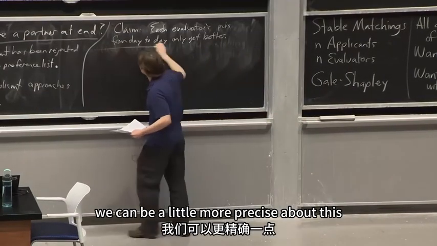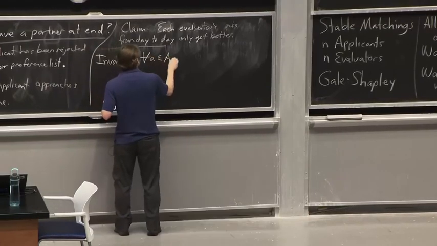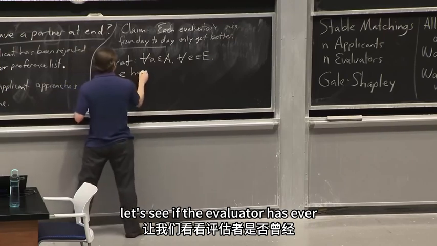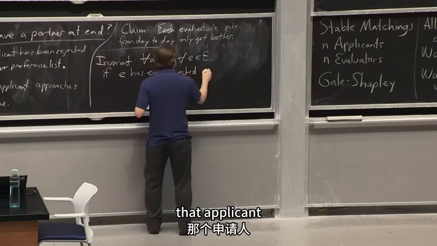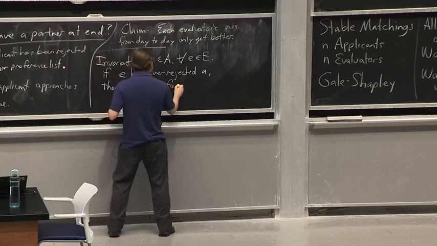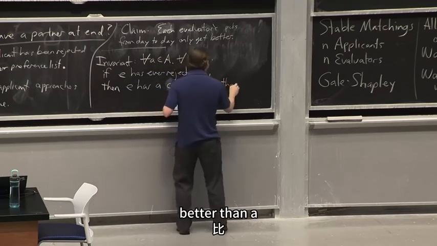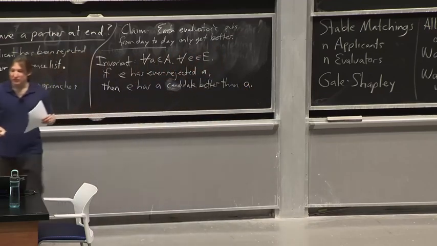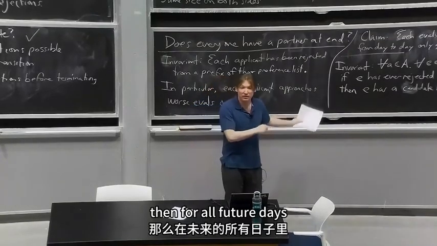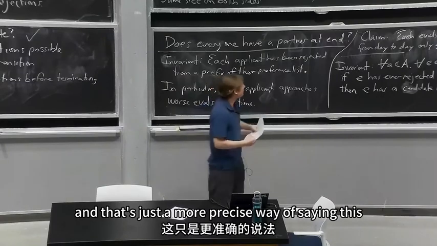We can be a little more precise about this. So, invariant: for all applicants and for all evaluators, if the evaluator has ever rejected that applicant, then the evaluator has a favorite, I'm going to call them a candidate, has a candidate better than A. So if Dr. Jekyll approaches Brigham and Women's and is rejected on day 12, then for all future days, Brigham and Women's is going to have some candidate that they finish the day with that's better than Dr. Jekyll. And that's just a more precise way of saying this.